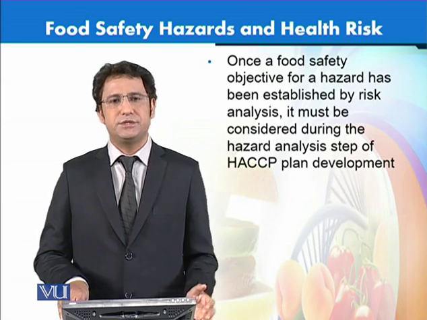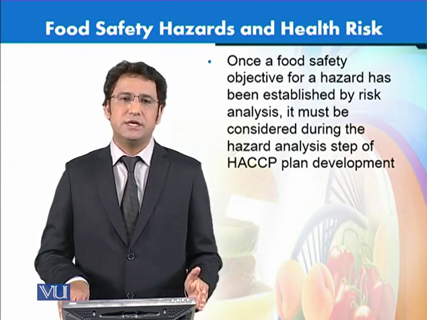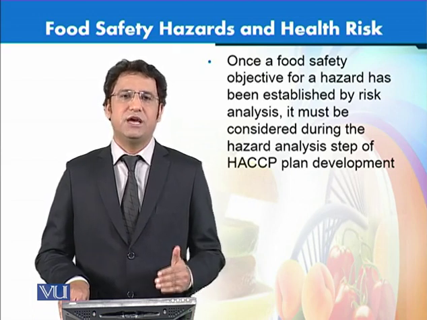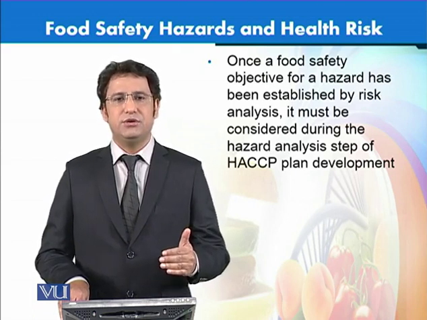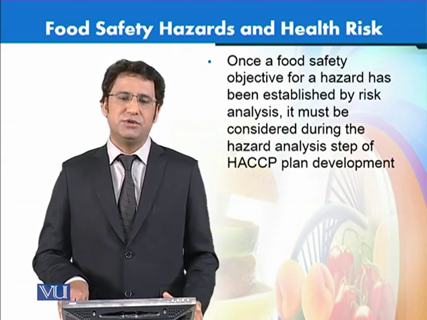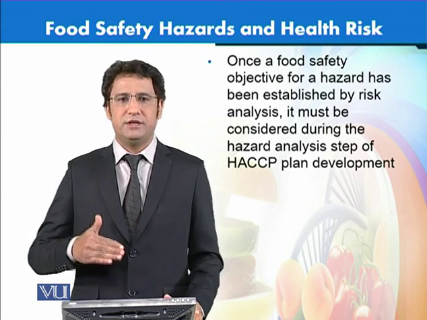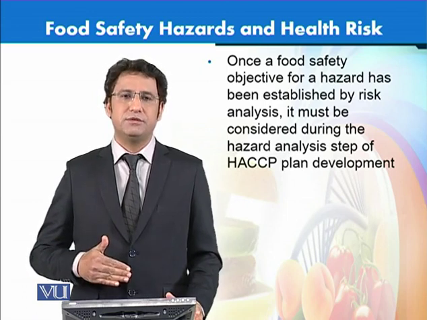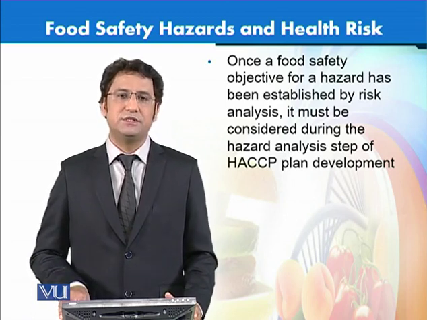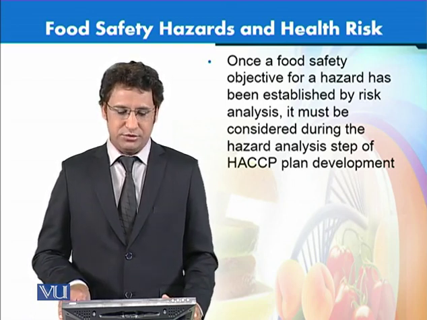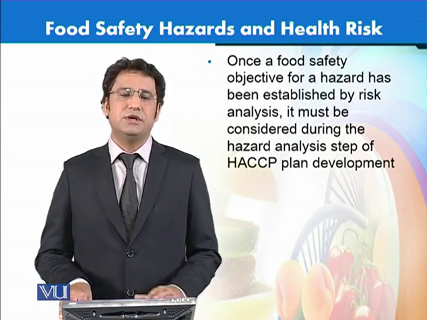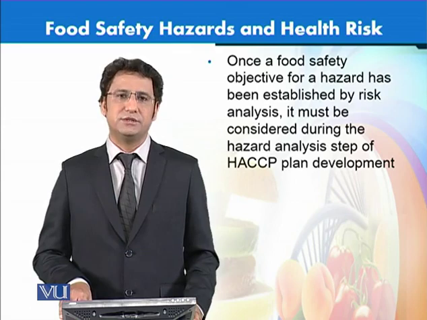The HACCP system, as I said earlier, starts with the hazard analysis, and once we have this hazard analysis, we need to look at the other six principles of the HACCP system, in which we try to minimize that hazard to an acceptable level so that when the food goes into the market, it does not have any safety concerns. So this was about food safety hazards and health risk that can be associated with different kinds of hazards in food.